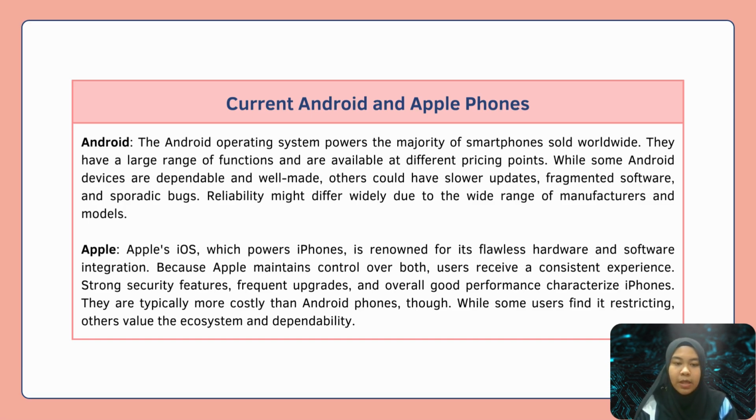Meanwhile, for Apple, Apple's iOS, which powers iPhones, is renowned for its flawless hardware and software integration. Because Apple maintains control over both, users receive a consistent experience. Strong security features, frequent updates, and overall good performance categorize iPhone. They are typically more costly than Android phones though. While some users find it restrictive, others value the ecosystem and dependability.